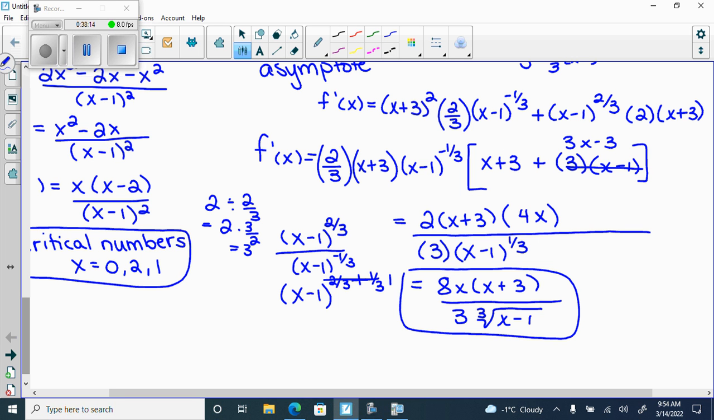Like what point would we have to simplify to? Do we have to get that version right there? Yeah. So the critical numbers we can now get from this, we have x equals 0, negative 3, and 1.